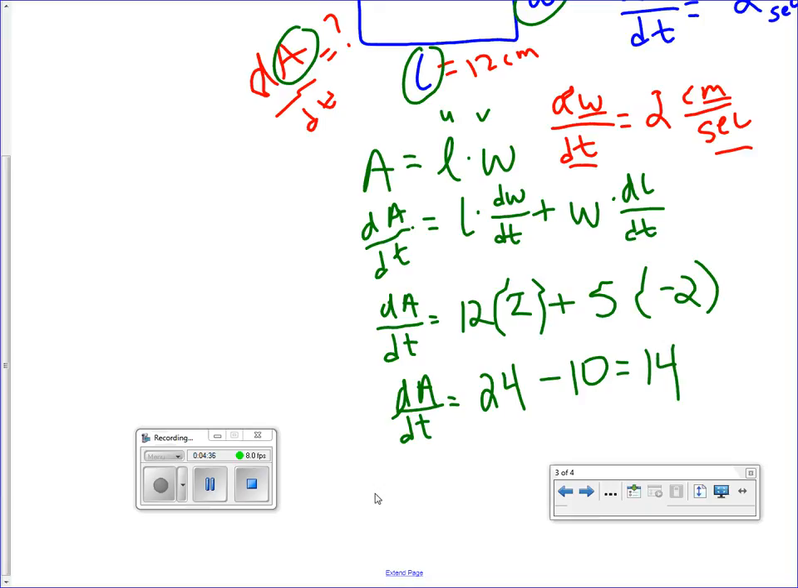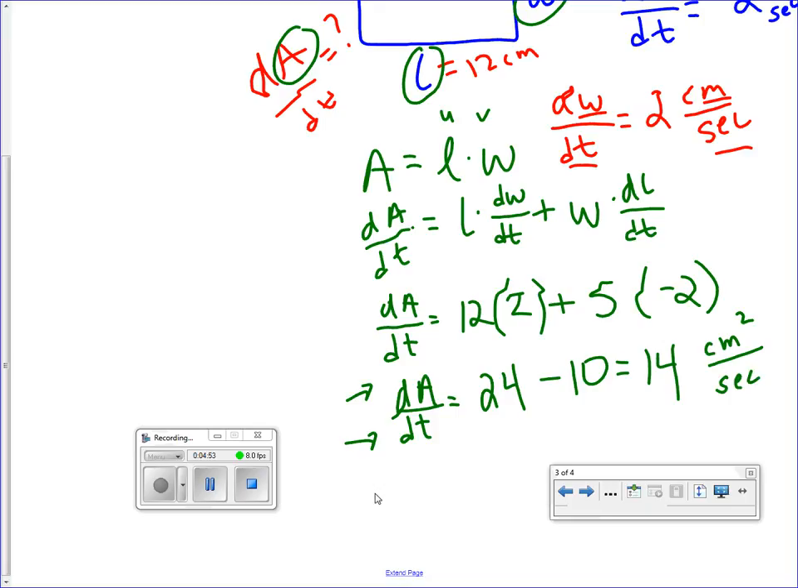I'm going to think about the unit here. I need a unit for area and a unit for time. Because the length and the width are each in centimeters, the area will be square centimeters, and the time is still seconds. So there's my solution.